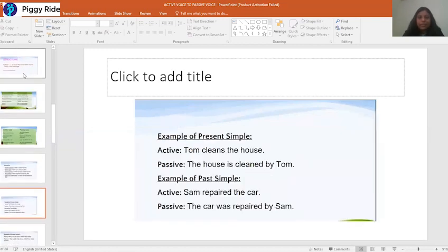Okay, now let me give you an example of present simple. See how it's an active form and then it got changed to passive. Tom cleans the house. Passive form. The house is cleaned by Tom. Okay. Example of past simple. Active form. Sam repaired the car. Passive. The car was repaired by Sam.